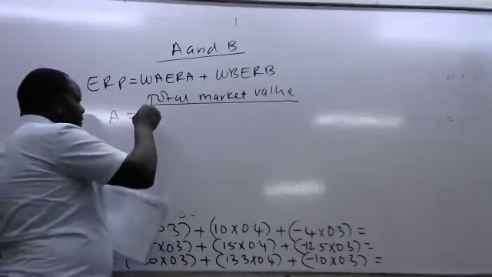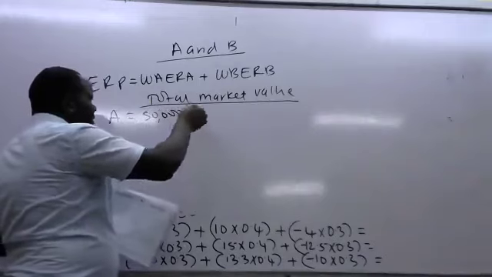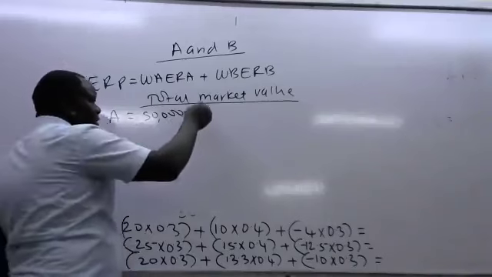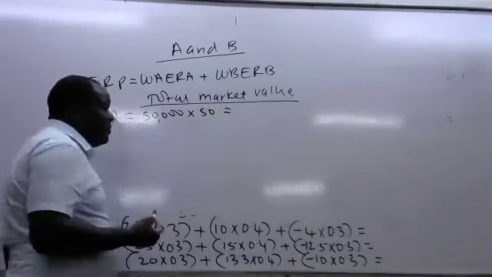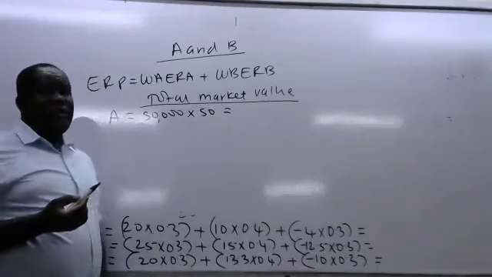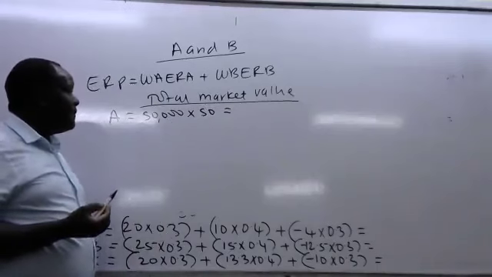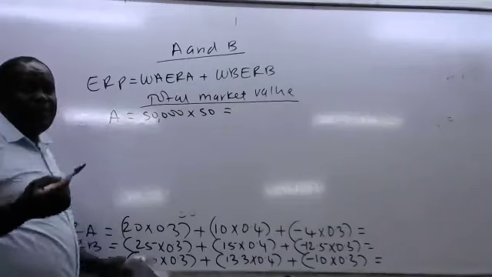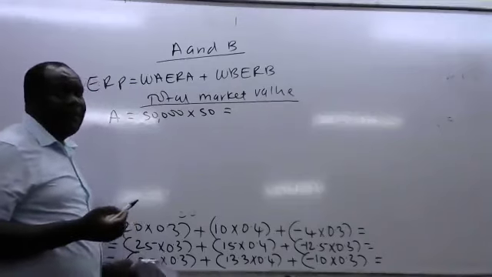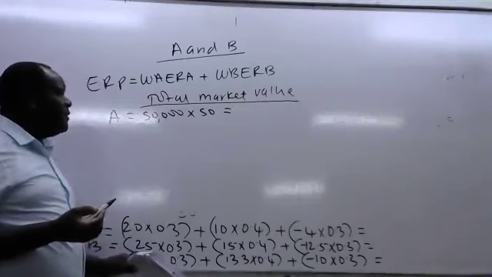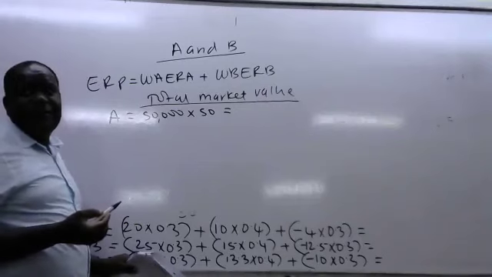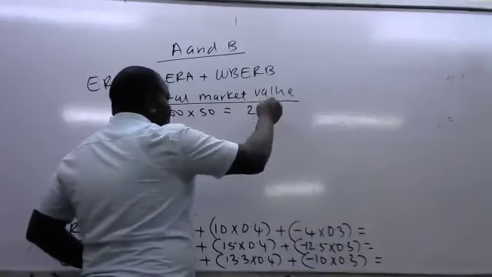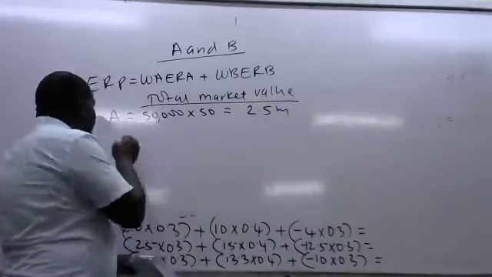Now, not 50,000. Then you can see the market price per share was how much? 50. So when you take the number of the shares multiplied by 50, we should get which figure? When you take 50,000 multiplied by 50, it will give you 2.5 million. That is now for A.